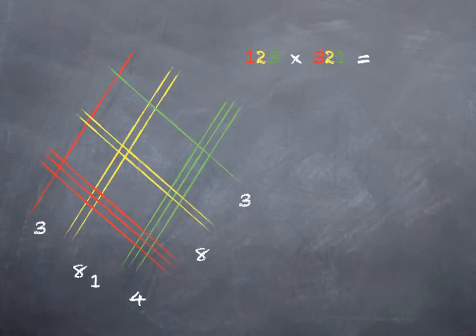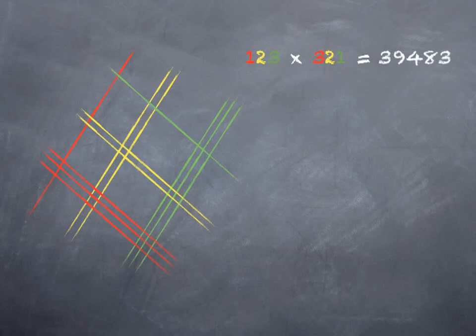So I take that 1 and I bump it over to the thousands place, and I wind up with 39,483, which happens to be the correct answer. If we want to simplify things a little bit for ourselves, we can take a look ahead of time at where our intersections are going to leave us, and we can write out some placeholder zeros.